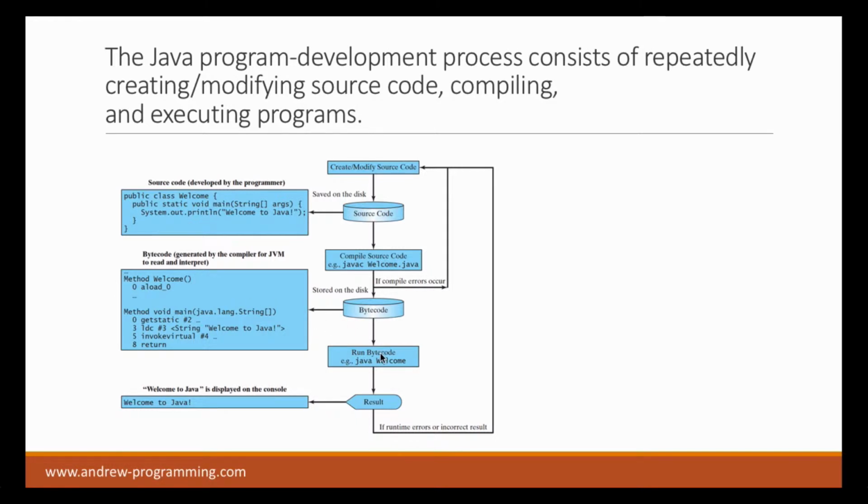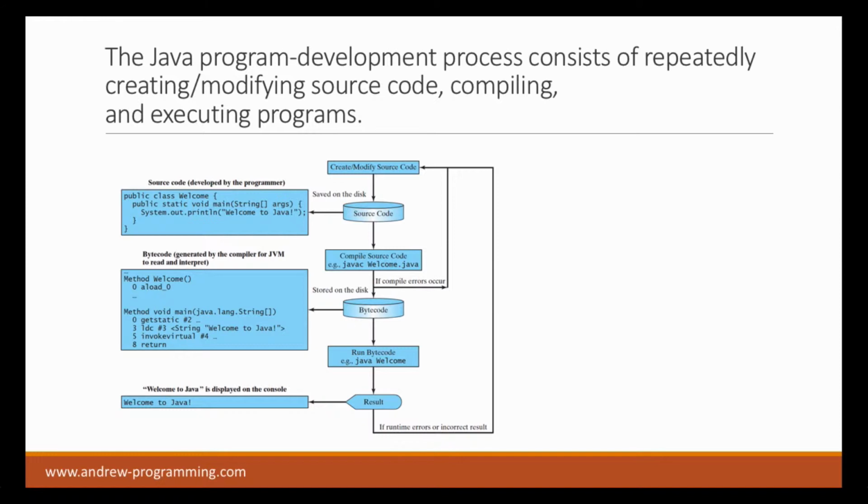And next, we can run the bytecode. If everything is okay, it should show the result on the console that displays "Welcome to Java." But if there are runtime errors or an incorrect result, we should go back to modify our source code and repeat the process again. You can use any text editor or IDE to create and edit a Java source code file.